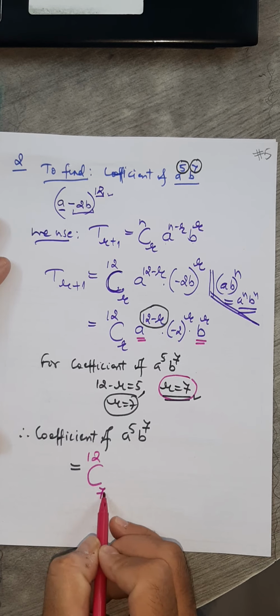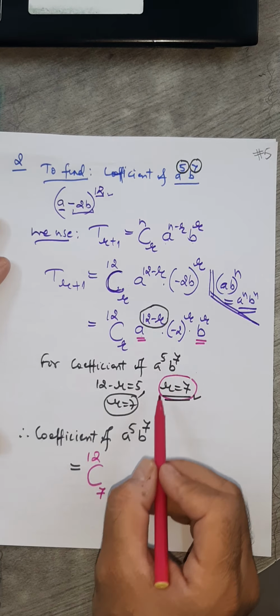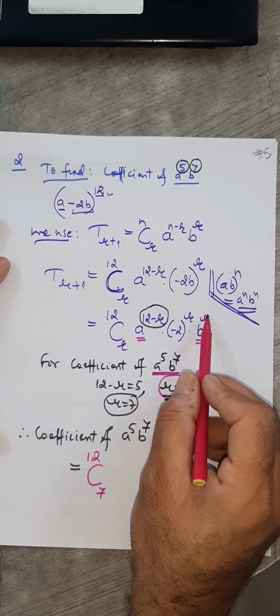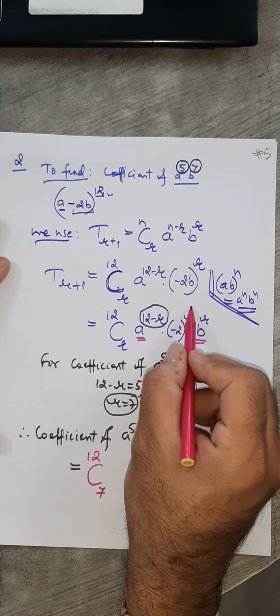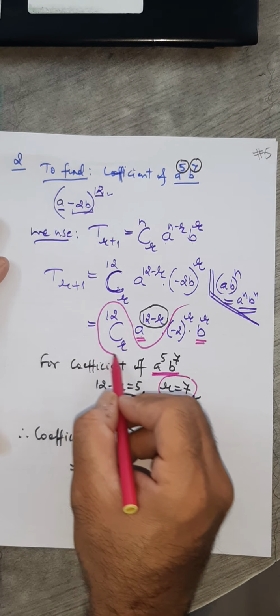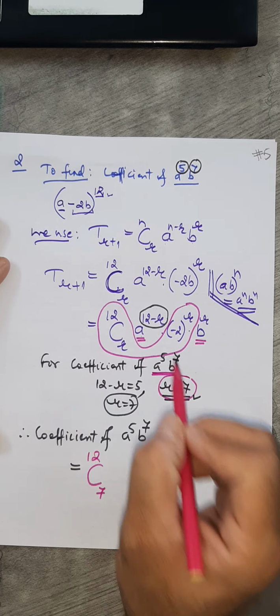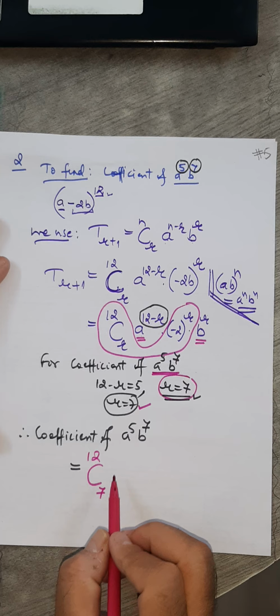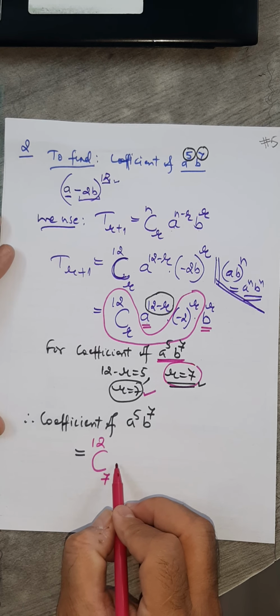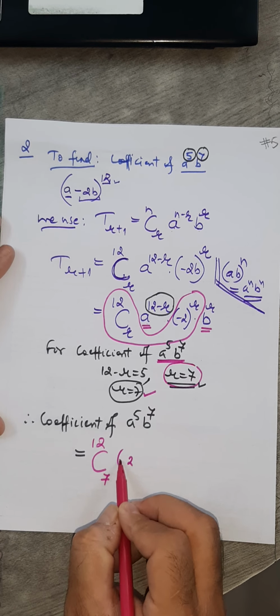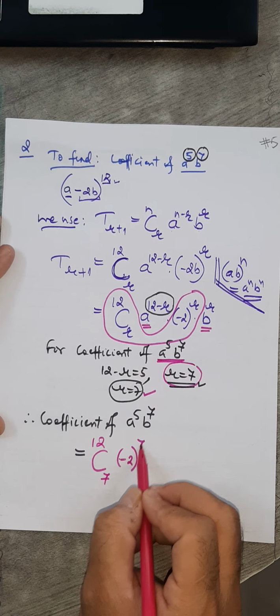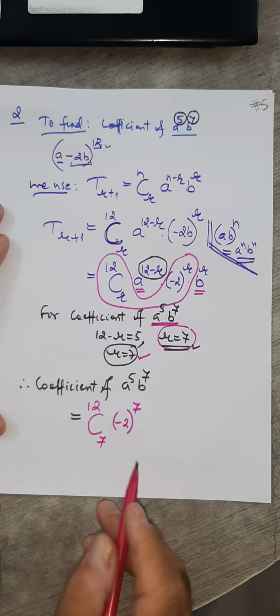12C7 a रेस्ट टू कितना हो जाएगा? 5 हो जाएगा. वो लिखने की ज़रूरत नहीं है क्योंकि आपको कोएफिशिएंट चाहिए. कांस्टेंट टर्म ही लिखने का. कोएफिशिएंट मीन्स कांस्टेंट टर्म, इतना ही. इसमें r का वैल्यू प्लेस करना है, विच इज़ हाउ मच? 7. सो 12C7 इंटू minus 2 raised to how much? 7. Now the question is just simplification.